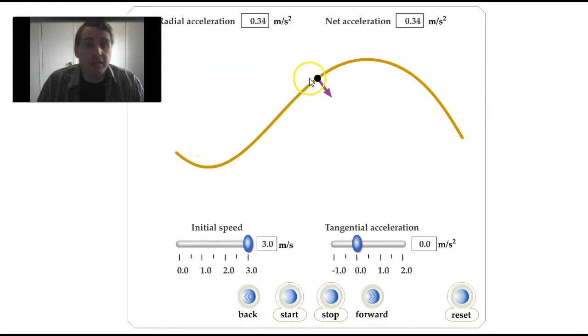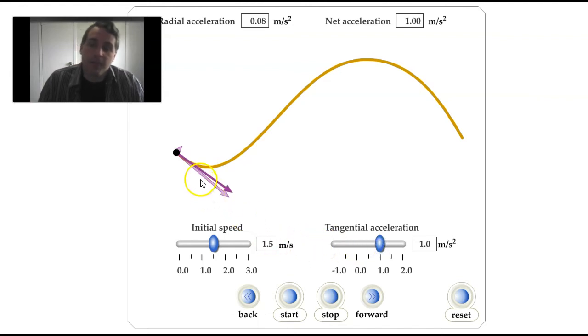Notice when the object's in linear motion, the centripetal or the radial acceleration is very small. And notice the radial acceleration is biggest where we're really turning, but it's really small when the object is moving roughly in linear motion. Okay, now let's go to the situation where we have 1.5 meters per second for the initial speed, but let's give the object a tangential acceleration.